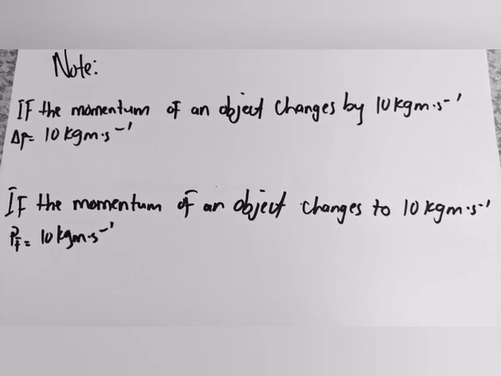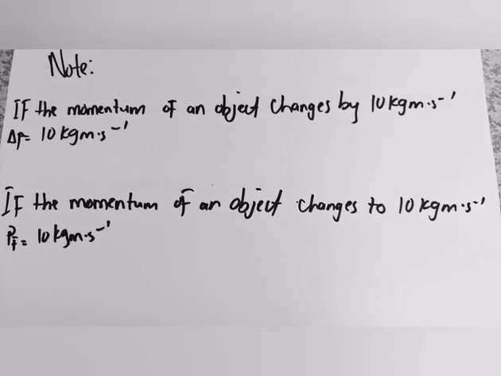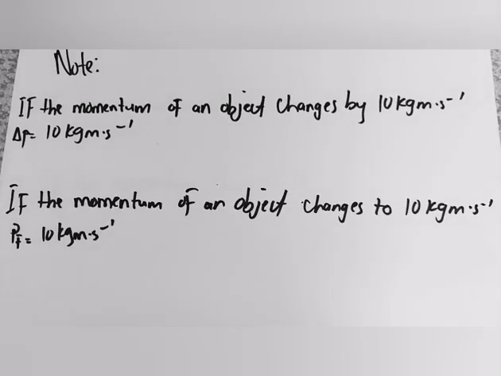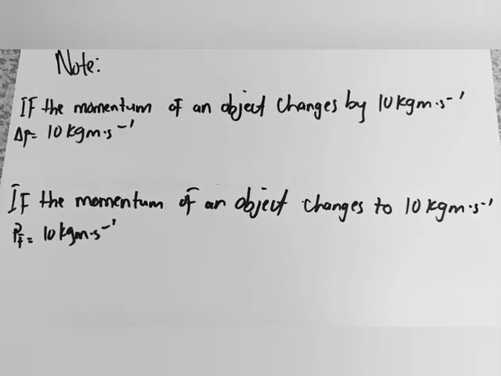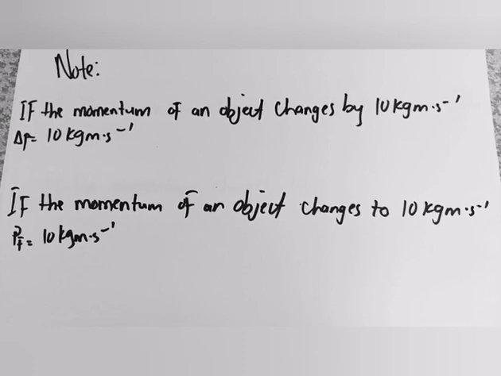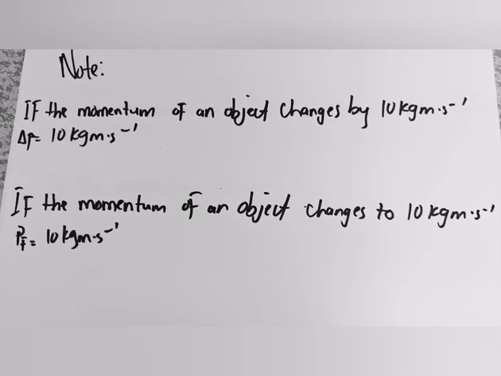Changes by: we say an object changes by 2 kg meters per second. It means that it is the change in P, or the change in momentum.